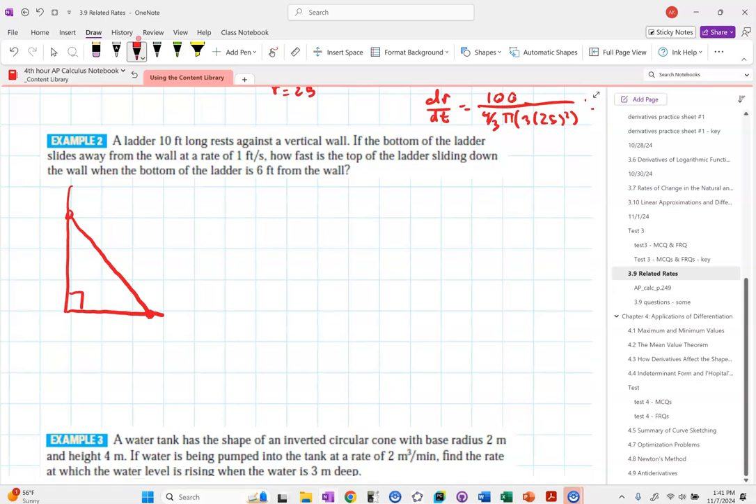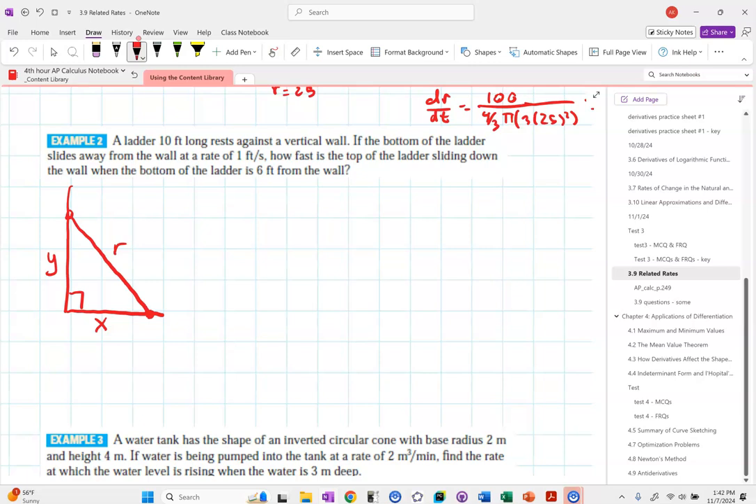Okay, so it says the 10-foot ladder rests against a vertical wall. The bottom of the ladder slides away from the wall at 1 foot per second. How fast is the top of the ladder sliding down the wall when the bottom of the ladder is 6 feet from the wall? So it sounds like the sides of the triangle are the things I need to be concerned about. I'm going to call those x, y, and r. I try very carefully to use x for horizontal things and y for vertical things, and then I typically use r for radiuses, or radii, I guess is the proper English.